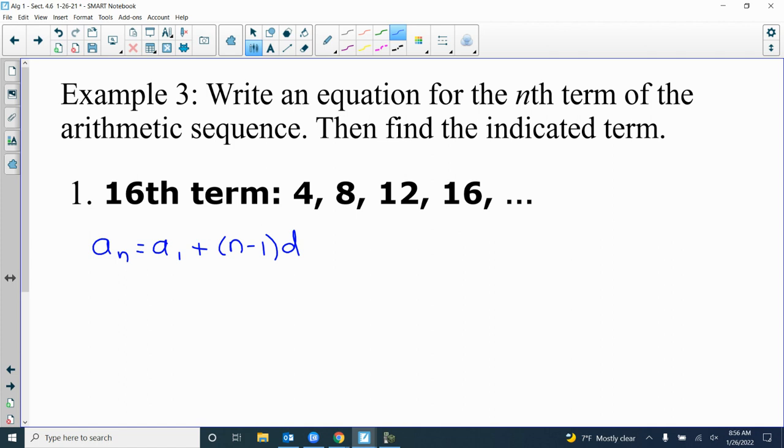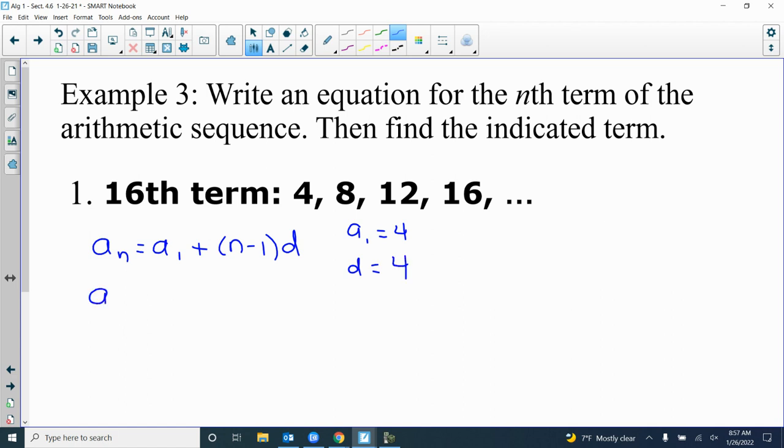Okay, we're going to substitute what we know, and we're going to get a sub n by itself. Do we know the first term? First term's what? 4. So I'm just going to write it over here for a second. A sub 1 equals 4. What is my common difference? 4, 8, 12, 16 is going up by what? 4.